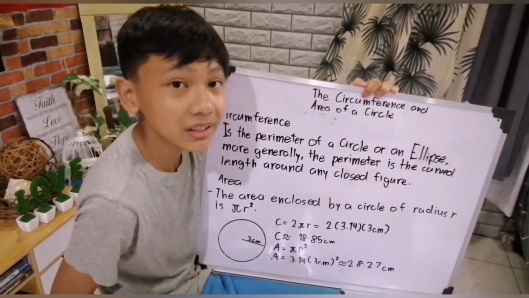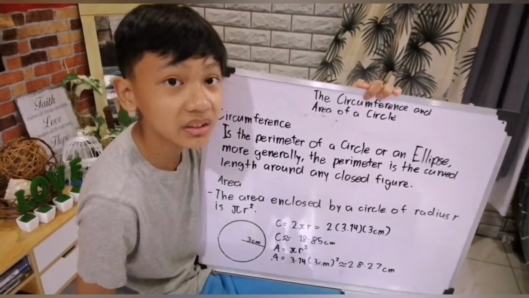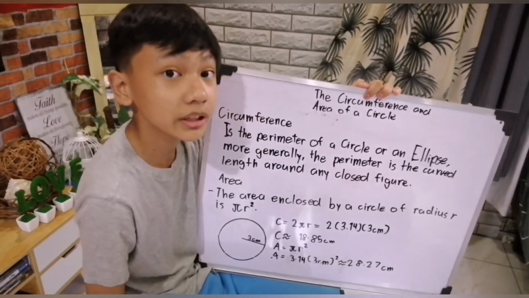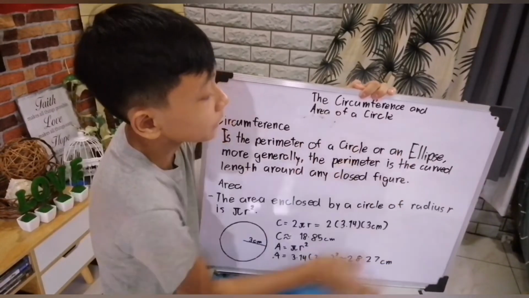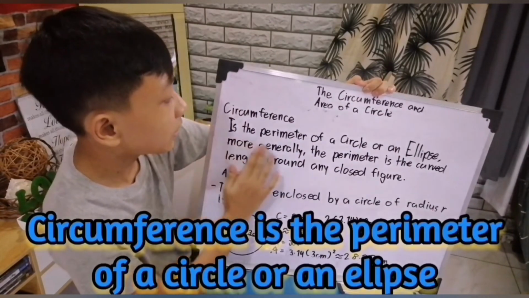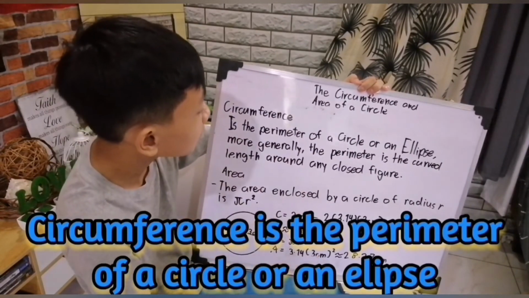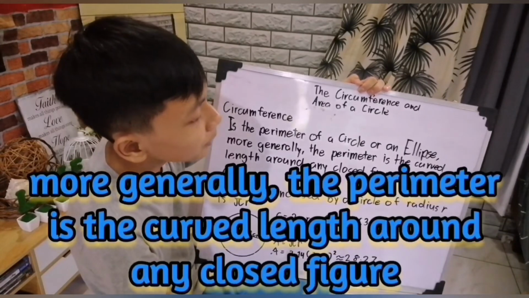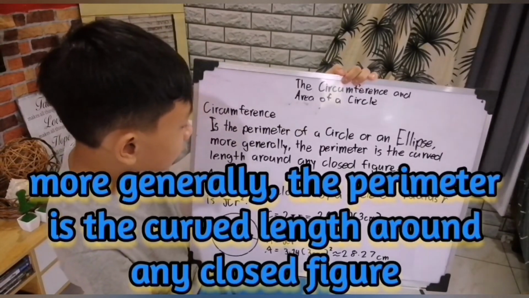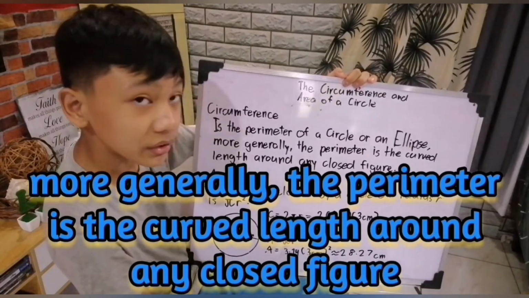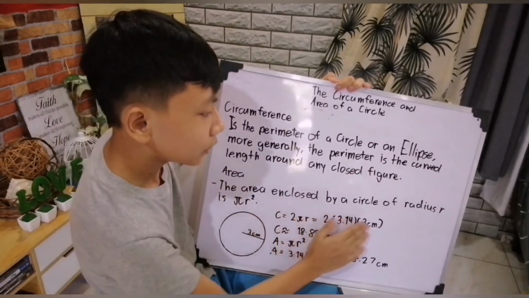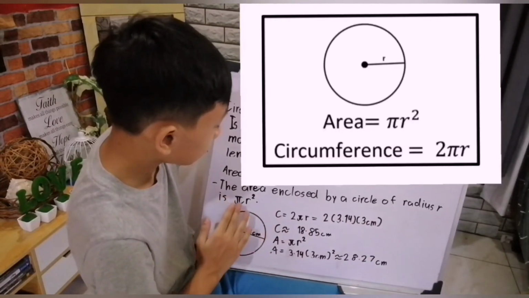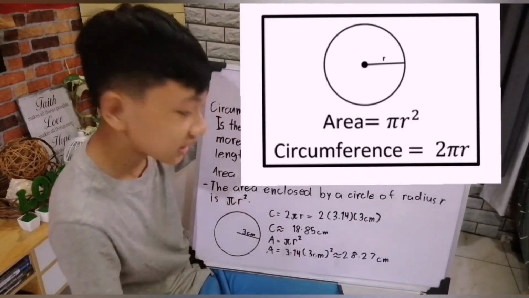After that, we have discussed our topics on illustrating a circle and the terms related to it. We will now discuss the circumference and area of a circle. The circumference is the perimeter of a circle or an ellipse. More generally, the perimeter is the curved length around any closed figure. The area enclosed by a circle of radius r is pi r squared.